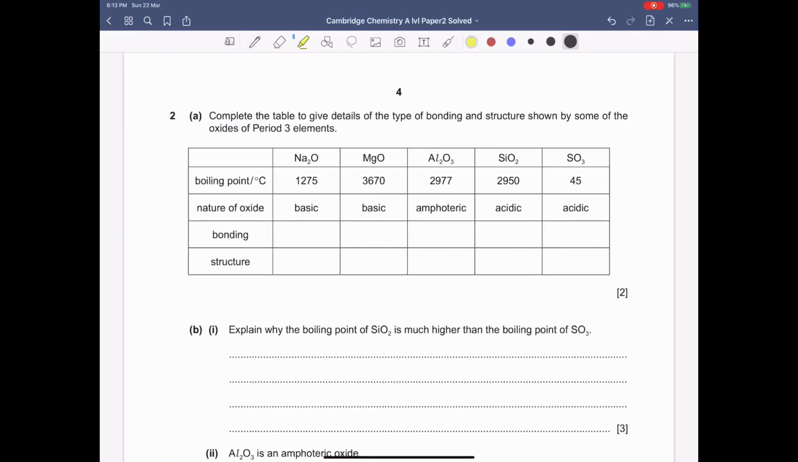Question number 2. Complete the table to give details of the type of bonding and structure shown by some of the oxides of period 3 elements. Okay, first one, we can see sodium oxide, boiling point 1275. Usually whenever the boiling point is really high, it indicates that this is an ionic compound. Whenever it is basic, then it obviously indicates an ionic compound. So type of bonding will be ionic.